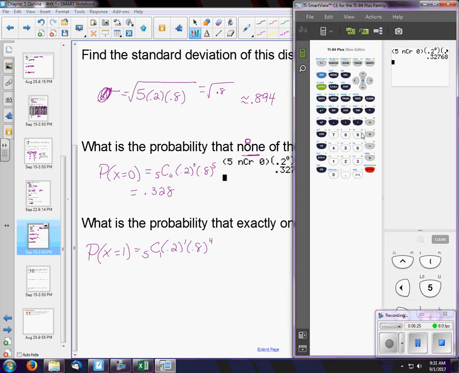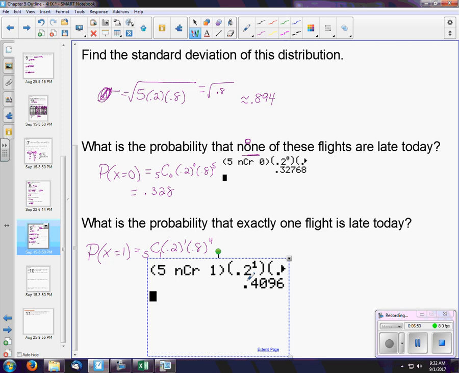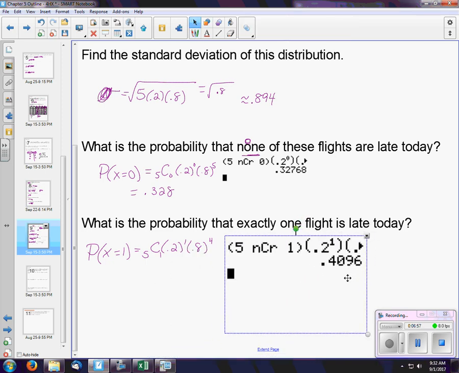So if we go back to our calculator, do what we just did: 5 choose 1, 0.2 to the first power, 0.8 to the fourth power, which gives us 0.4096. So what's the probability that one of those flights is late?